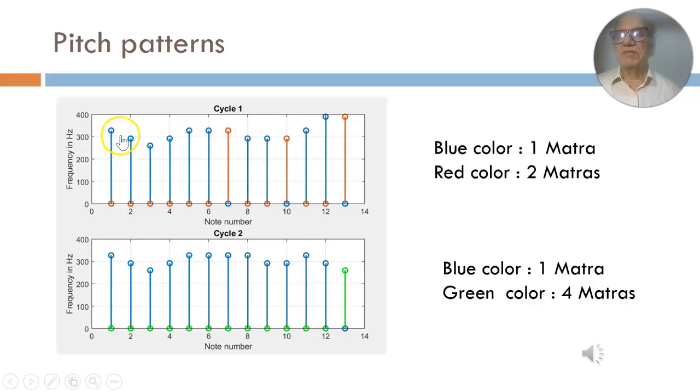And you can see, if you look at the first cycle here, it starts from a low note, goes on increasing and hits the high note. And here it goes on decreasing. So you have an ascending pattern in the first cycle and a descending pattern in the second cycle. So let us play this and see how it sounds.